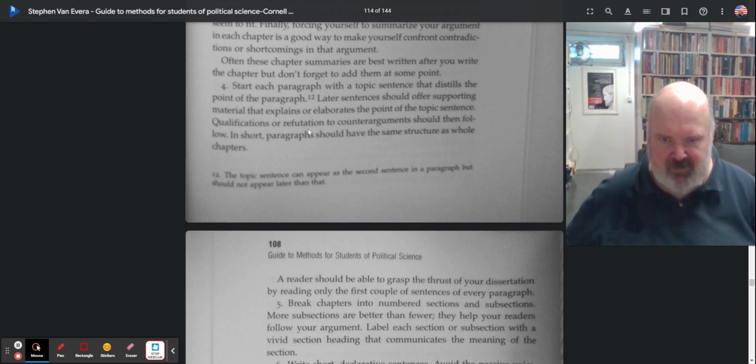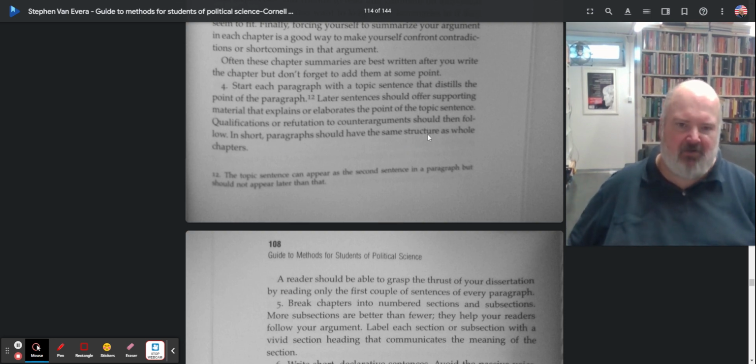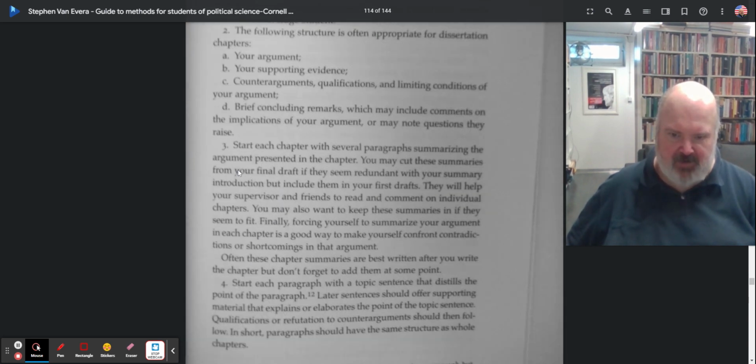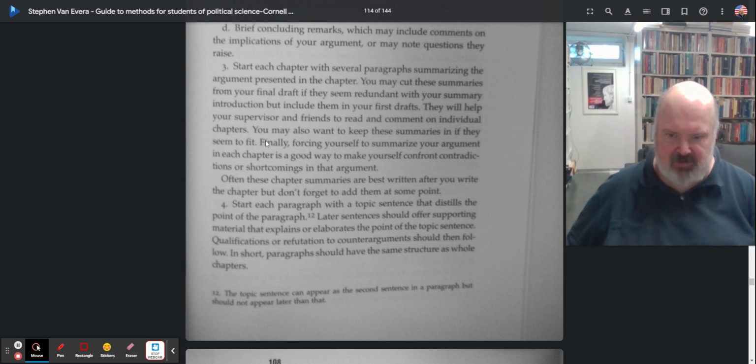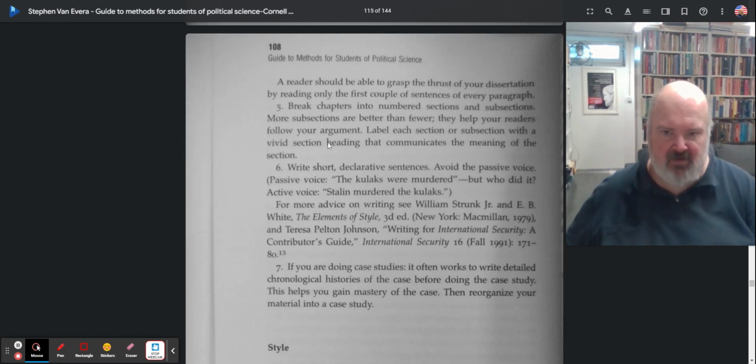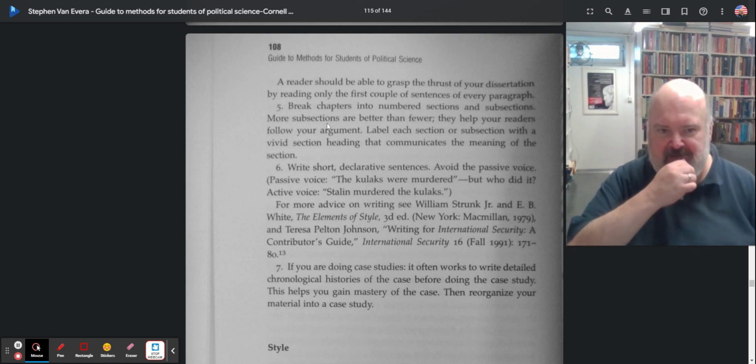So, first your topic sentence, the point of the paragraph. Then sentences about evidence and material, elaborating or explaining that point. And then qualifications, refutations and counterarguments. The paragraph structure should be a miniature of the chapter structure. A reader should be able to grasp the thrust of your dissertation by reading only the first couple of sentences of every paragraph.